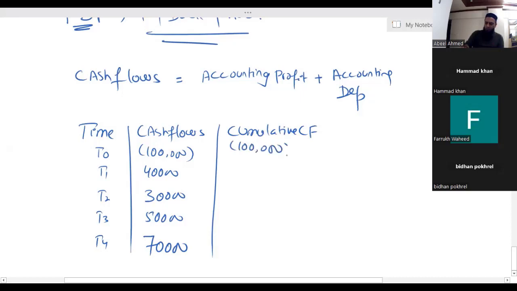100,000. Okay, you have invested 1 lakh and you have recovered 40,000 in T1. If I have invested 1 lakh and I have recovered 40, so how much is still left? 60,000.